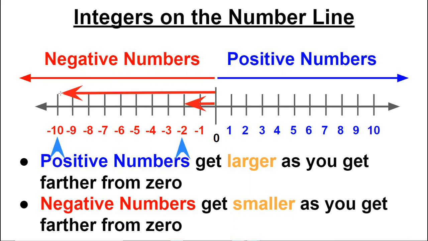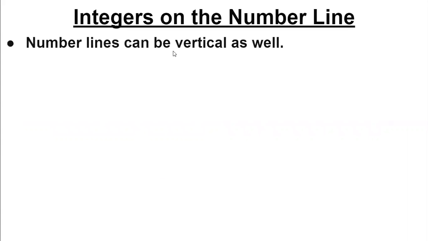Another way to think of it is, would I rather be playing outside when it's negative 2 degrees or when it's negative 10 degrees? Negative 2 is a little bit warmer and negative 10 is colder. So negative 10 is farther from 0, the numbers are getting smaller, or the temperature is getting colder, another way of looking at it.